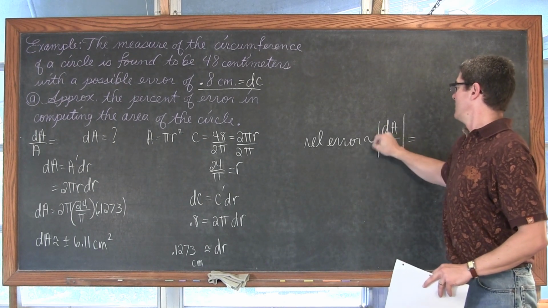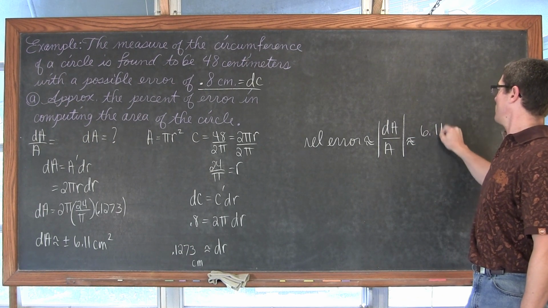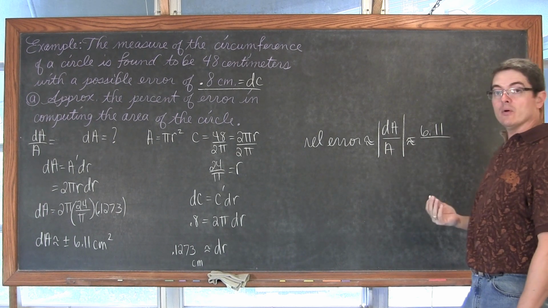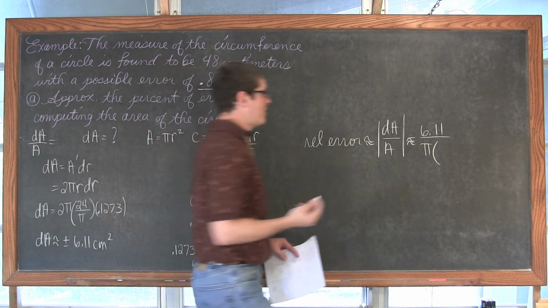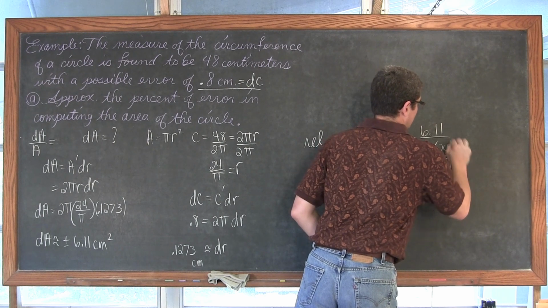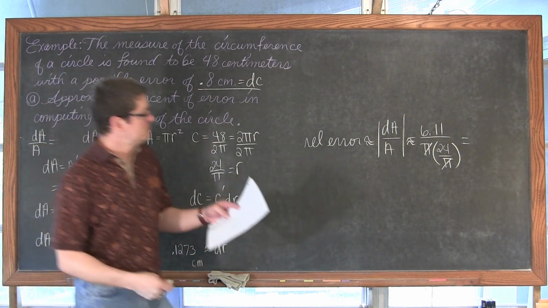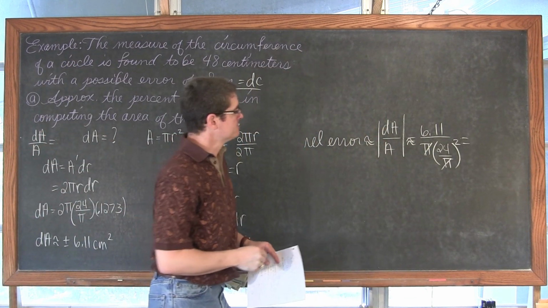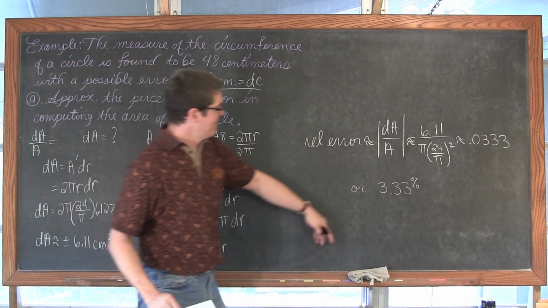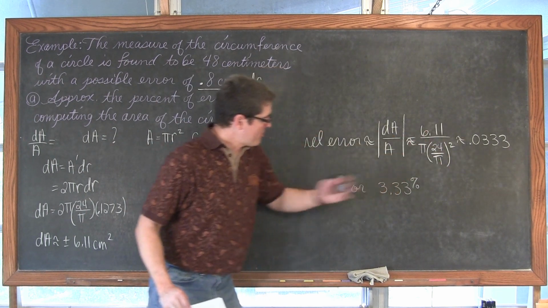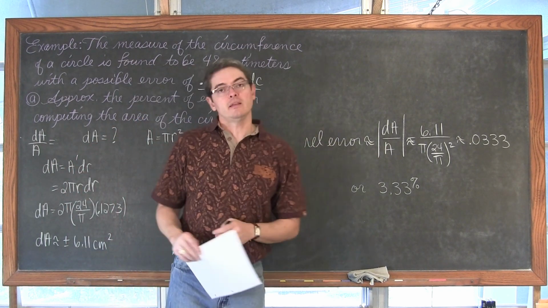That's going to be approximately equal to 6.11 divided by the original area. Well, area is pi r squared, so it's going to be pi times the radius, which we have labeled as 24 over pi, still in exact form. The pi's will cancel out, and 6.11 divided by radius squared. So I need to pause and clean this up a little bit. All right, that's better. Part over whole comes out to be approximately 3.33% as our approximated relative error in the area of that circle.